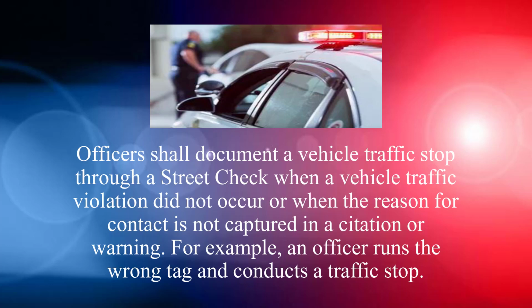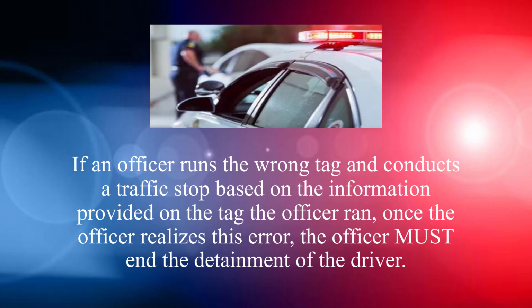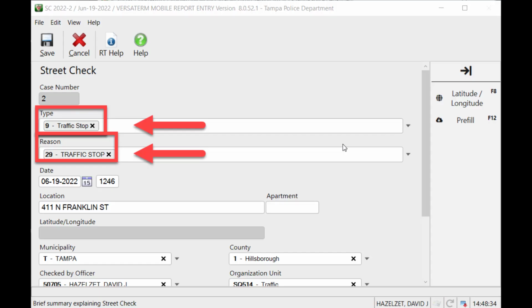For example, an officer runs the wrong tag and conducts a traffic stop. If an officer runs the wrong tag and conducts a traffic stop based on the information provided on the tag the officer ran, once the officer realizes this error, the officer must end the detainment of the driver. The officer must complete a street check.